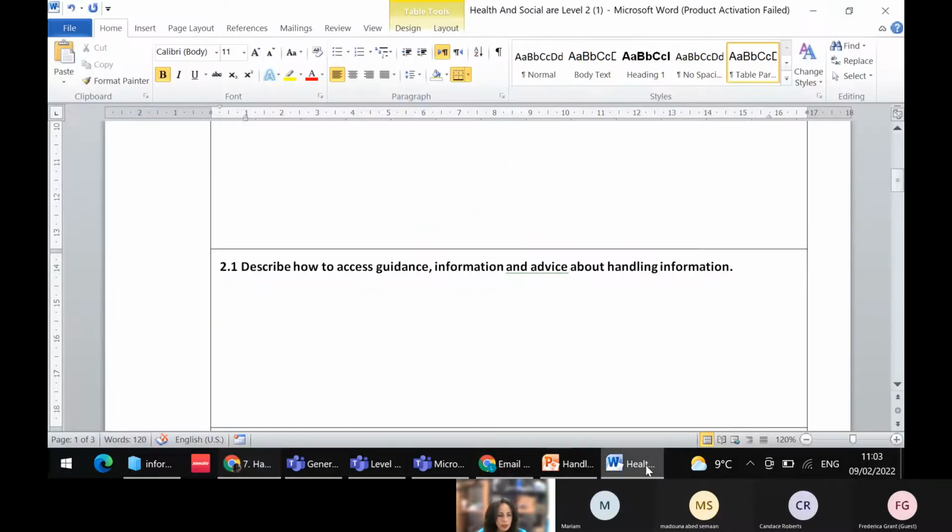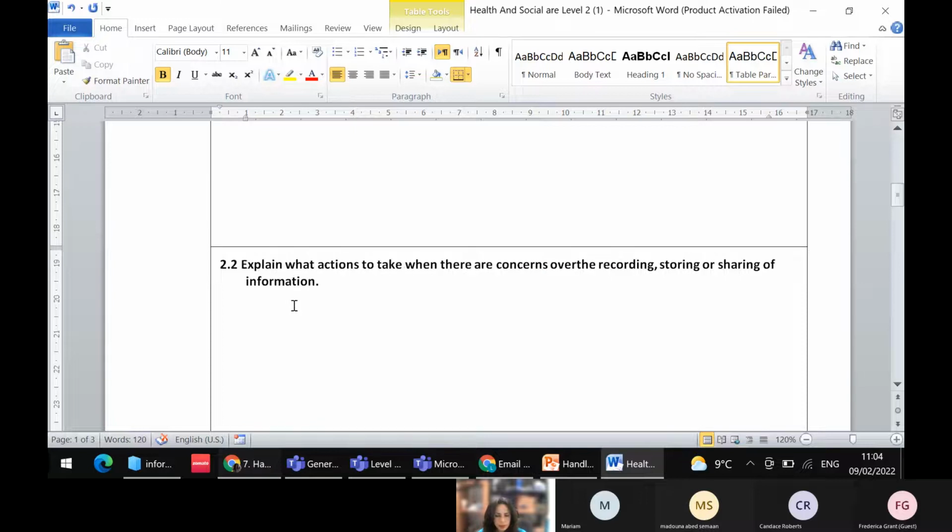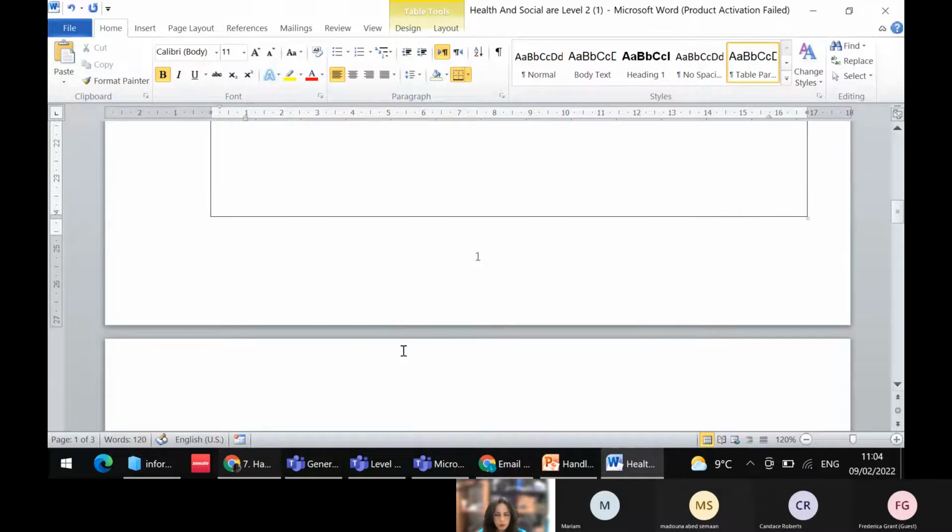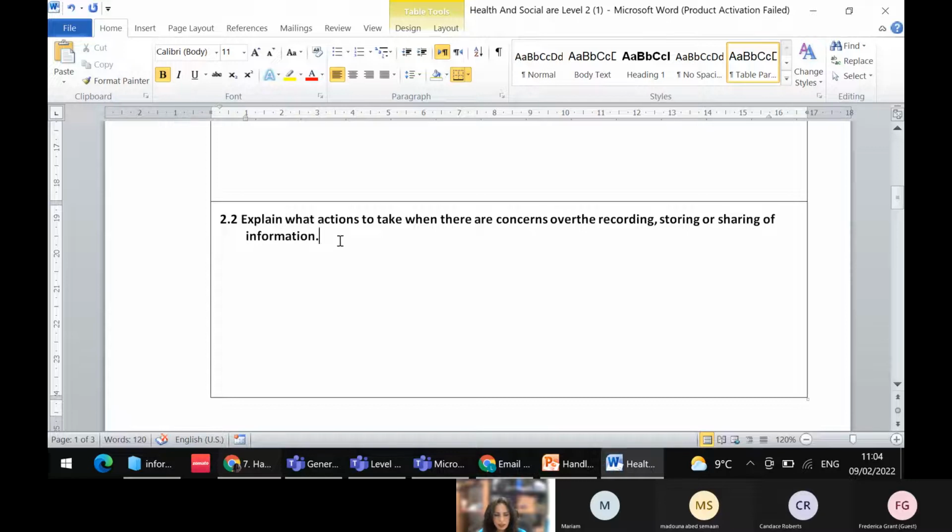So now if I go to 2.1, okay, we finished, only this one is left before we go to the reflective account. Now explain what action to take when there are concerns over the, why they are all mixed up. Okay, you can. No, my computer is not working properly today.